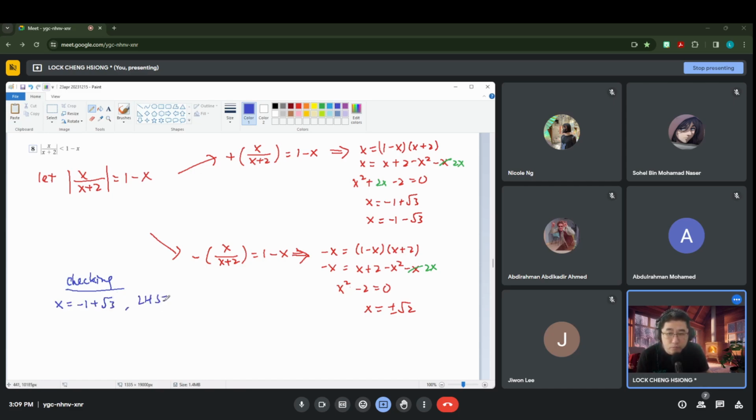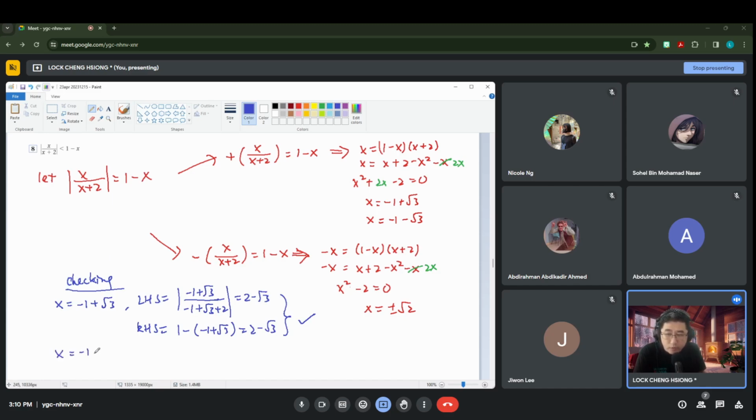So left hand side, modulus of minus 1 plus square root 3 over negative 1 plus square root 3 plus 2. This one of course we press calculator. Minus 1 plus square root 3 over minus 1 plus square root 3 plus 2 gives 2 minus square root 3. Right hand side, I have 1 minus 1 plus square root 3, so I have 2 minus square root 3. Same. This answer is correct.